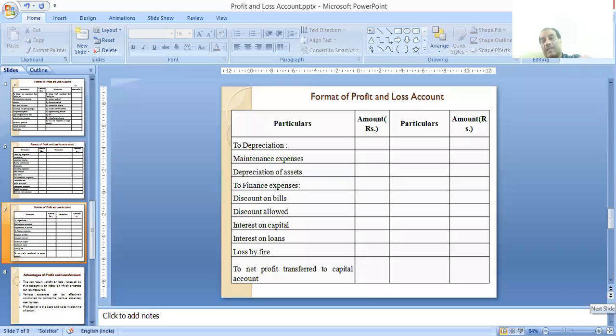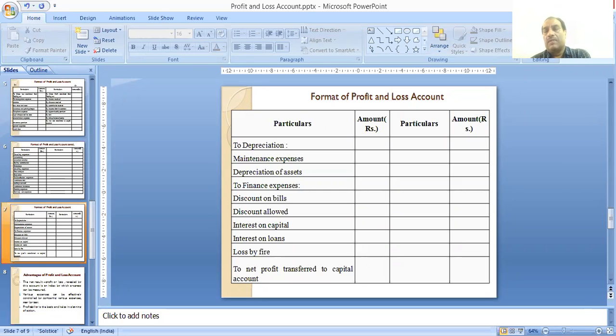Then depreciation, maintenance expenses are there. We need to maintain our machine, equipment, plant. So it is there, it is credited. Then depreciation of assets. Assets also depreciate when we buy an asset. So depreciation of assets is part of indirect expenses, and that is why it is credited here.